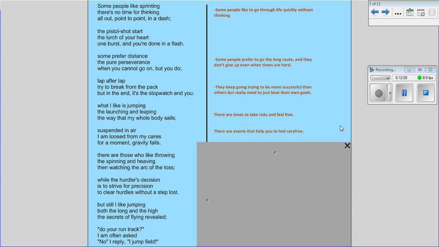What is this next stanza really saying? There are those who like throwing, spinning, heaving, then watching the arc of the toss. Go ahead and try writing that down on your worksheet.